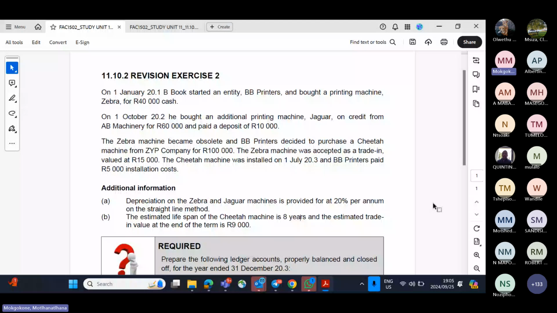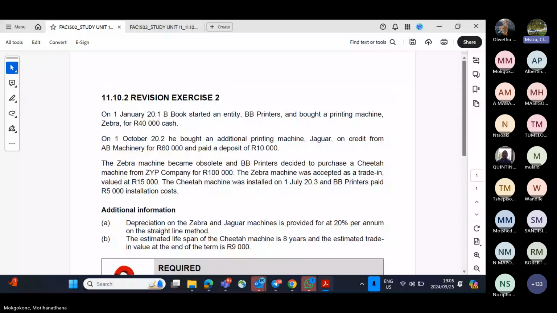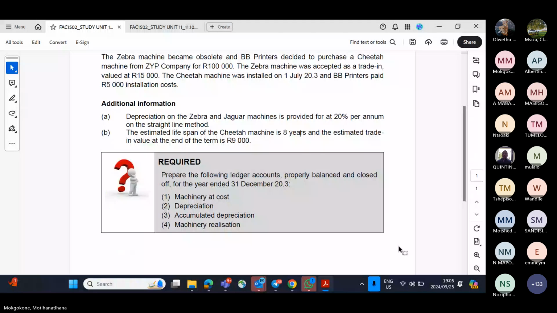They are saying on 1st of January. Wait, Mr. Mkhokwane, I think we can't see. There we go. Just give me a few seconds. The students can see, maybe still coming on their side. No, we can see. Okay. Yes. You can continue. They can see. Let me do something.